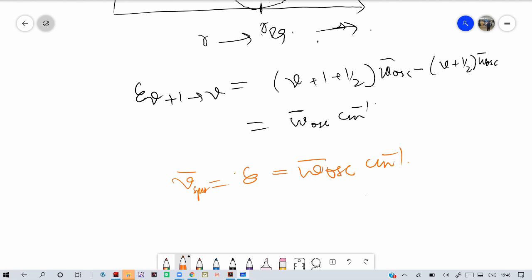So that means we are not considering any centrifugal distortion, or any anharmonic effects in this case. But when we consider the anharmonic effects, the spectra will change actually. I will leave it here. Let us discuss it tomorrow. Okay?